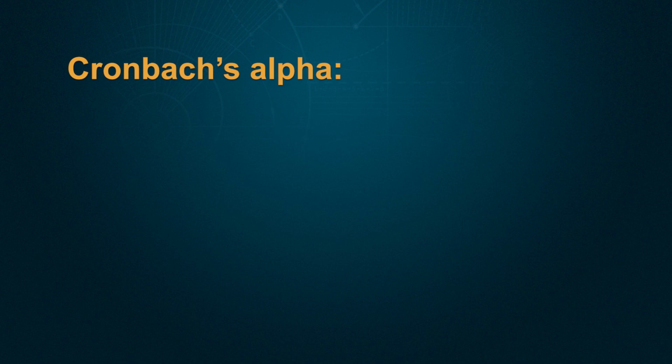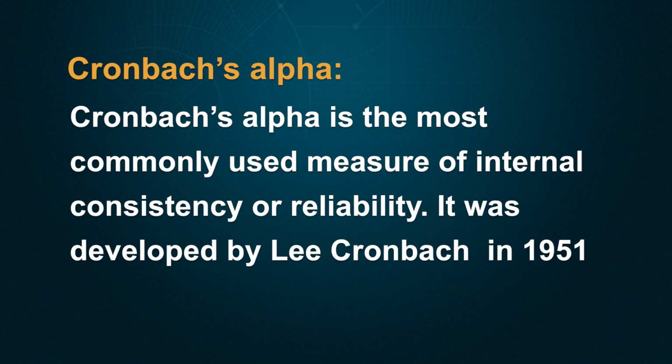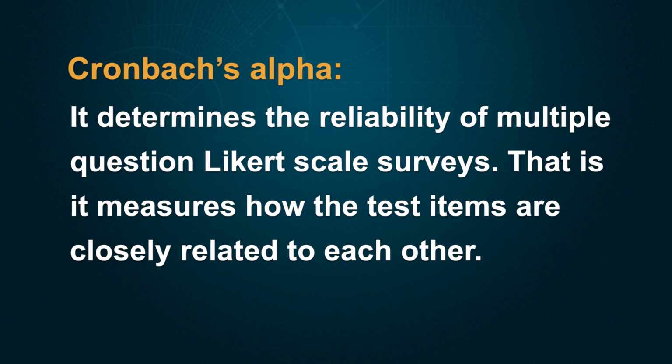Cronbach alpha. Cronbach alpha is the most commonly used measure of internal consistency or reliability. It was developed by Lee Cronbach in 1951. It determines the reliability of multiple question Likert scale surveys. That is, it measures how closely the test items are related to each other.